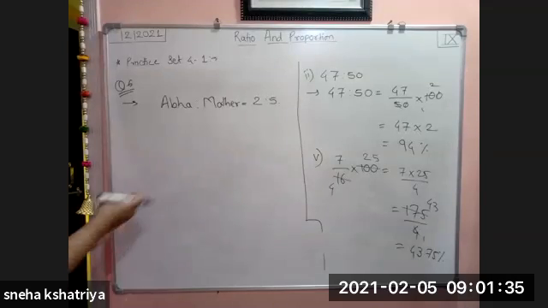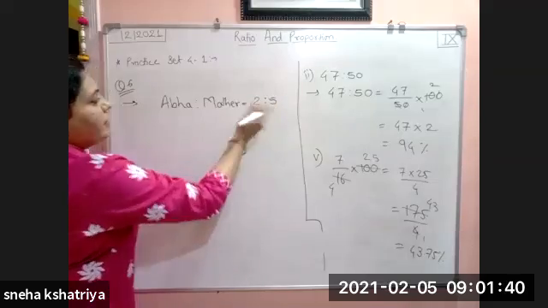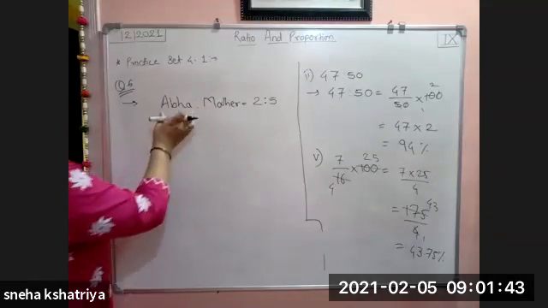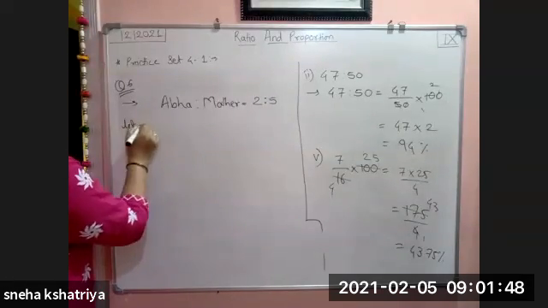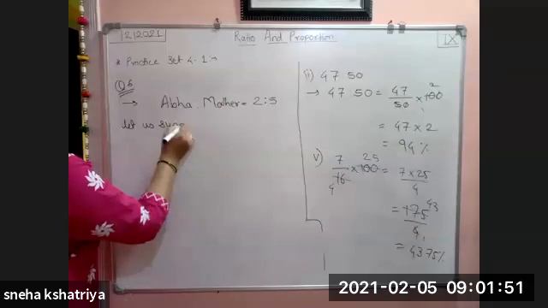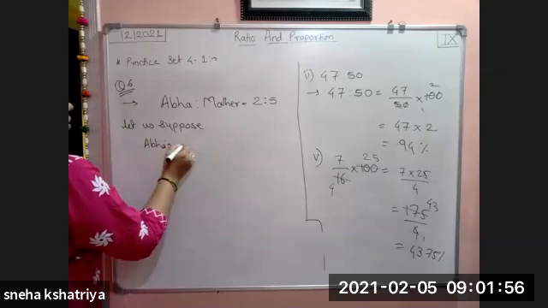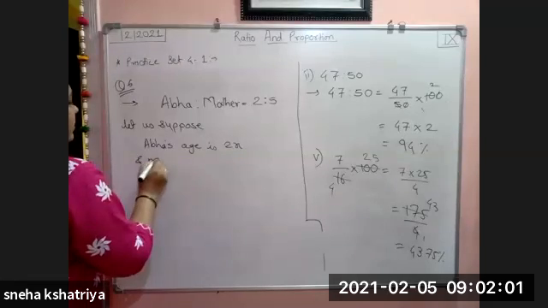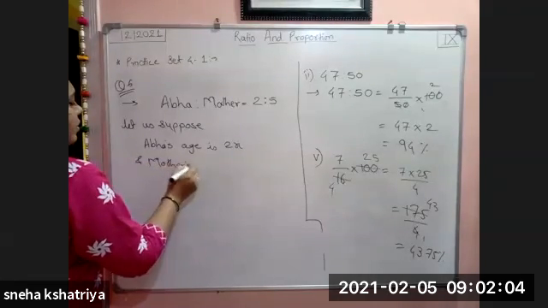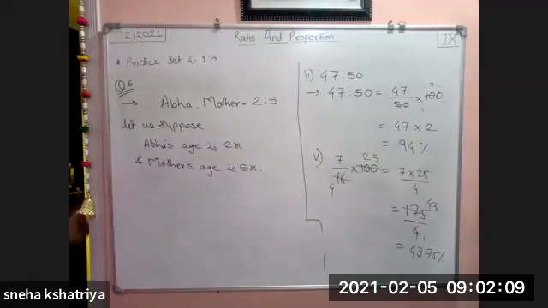Let us suppose that the present ages are 2x and 5x. Because their ratio is given, we can suppose that Abha's age is 2x and mother's age is 5x. So let us suppose Abha's age be 2x and mother's age be 5x.